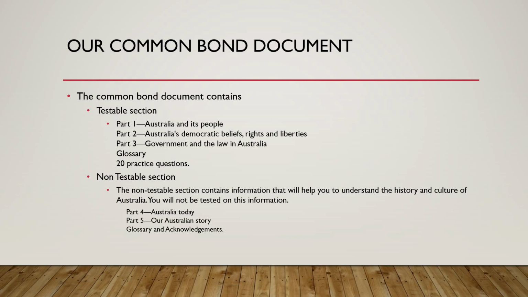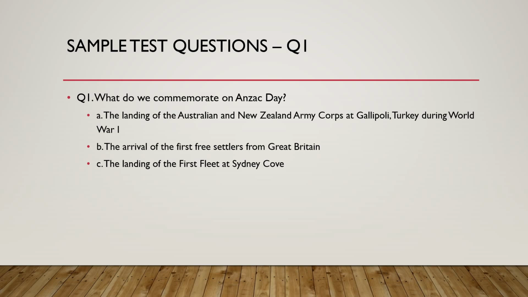On the non-testable section, you will not be tested on that, but it's good to know the Australian history and all that. And the testable section contains part 1, part 2 and part 3, which is Australia and its people, Australia's democratic beliefs, and government and laws in Australia. So first I'll go through the sample test questions which are available on the website.